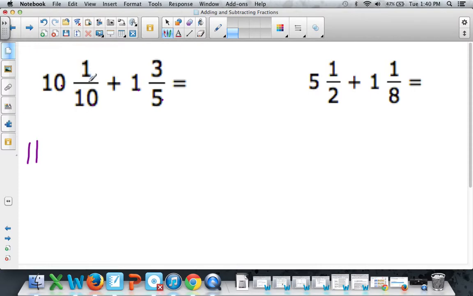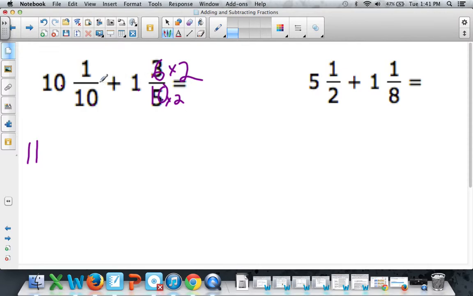Now we'll do the fraction. But the fraction isn't the same. We can make them the same. 5 can become 10 if you multiply it by 2. If we multiply the bottom by 2, we've got to multiply the top by 2. 5 times 2 is 10. 3 times 2 is 6.